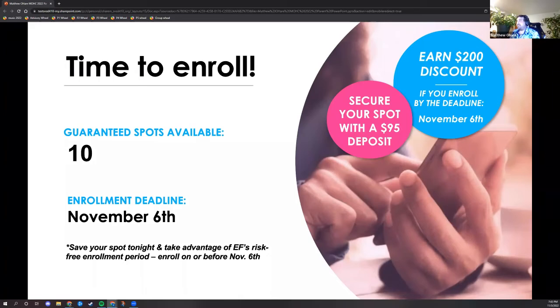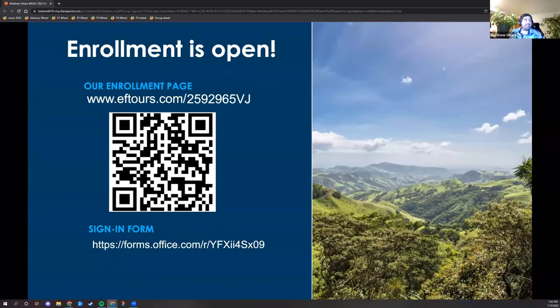So, minus the chaperone spots, there are about 33 to 34 spots on the tour available. If you sign up earlier, you get that $200 discount, which is nice, and you don't have to worry about it filling up. You can sign up right here with this QR code, or you can use the link. I'll type that link in the chat so that you have it. You can see the tour website, which has basically all the information we covered here, written out for you.